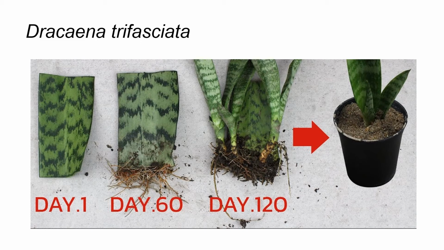Here you can see the sequence of events with mother-in-law's tongue. Roots are produced first along the cut edge at the proximal end of the leaf section. After about 4 months, plantlets that are big enough to be transplanted have grown.